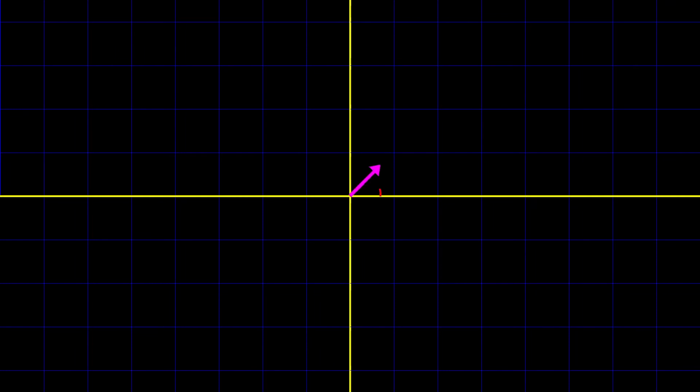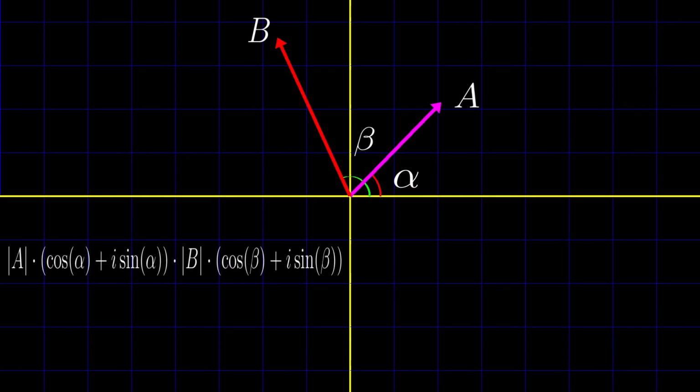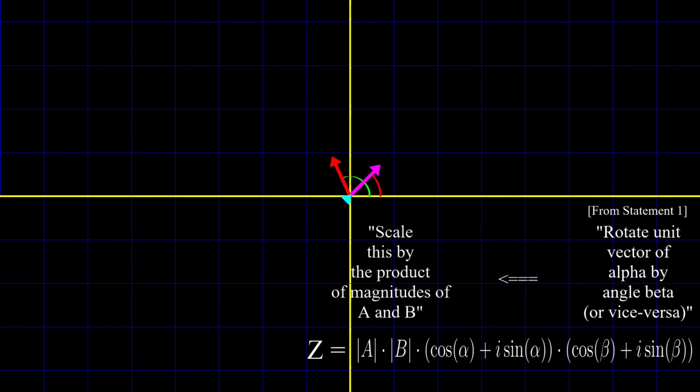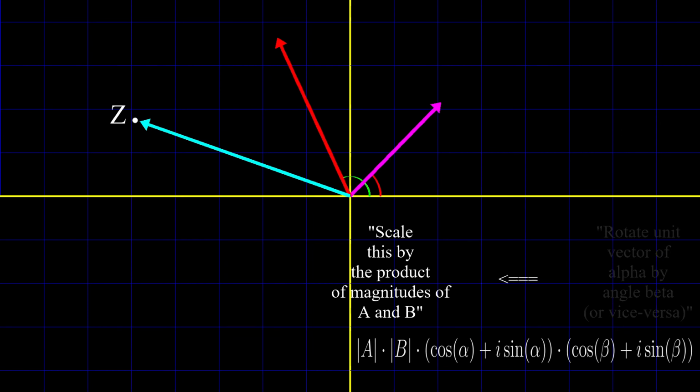So finally, when you're multiplying two complex numbers, A and B, of different magnitudes and of angles alpha and beta respectively, they can be broken down like this. Magnitude of A times cosine of alpha plus i times sine of alpha, times magnitude of B times cosine of beta plus i times sine of beta. What that means is that a unit vector of angle alpha is rotated by angle beta, or vice versa, and then scaled to the product of the magnitudes of A and B. And therefore, when two complex numbers are multiplied, the new value formed is said to be a scaled and rotated version of them.